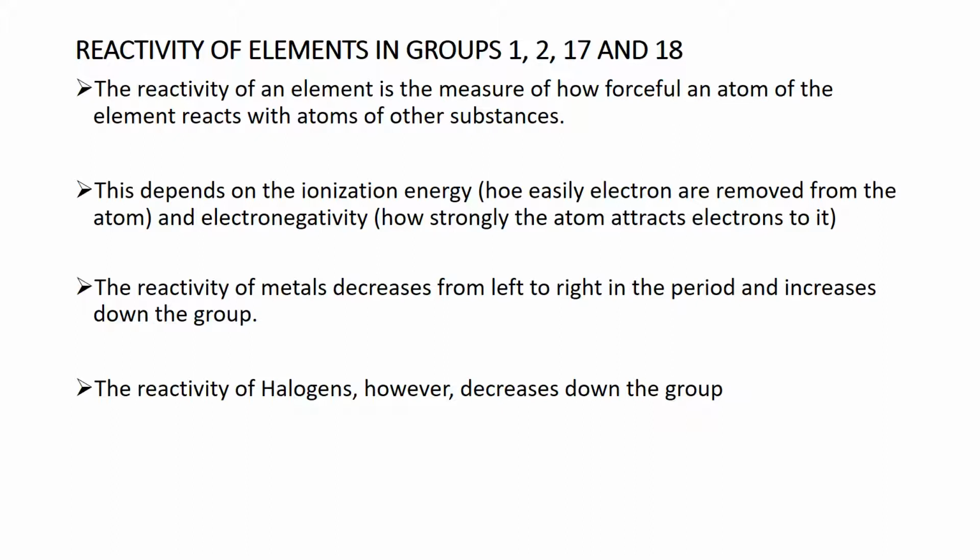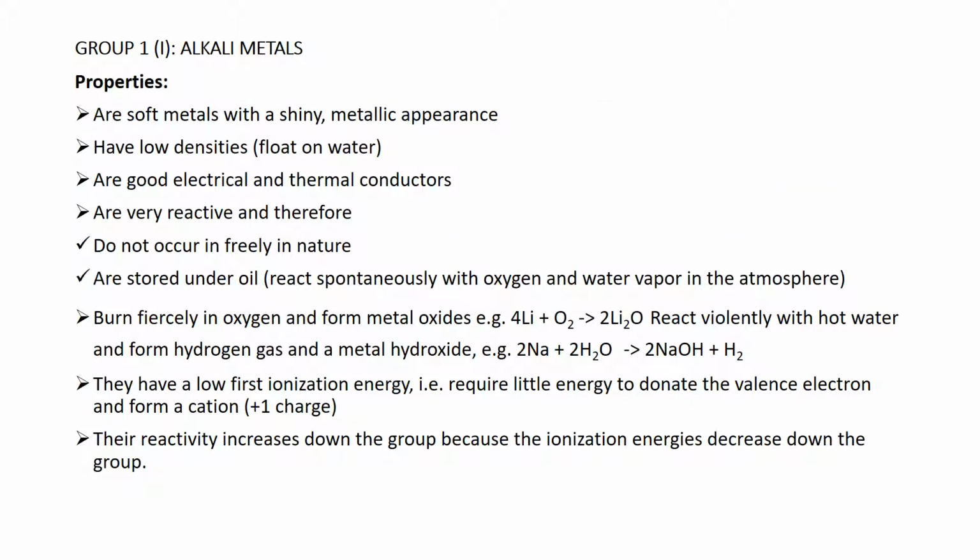But the reactivity of the halogens decreases as you move from up to down the group, so you should remember that. Let's look at group 1 elements, which are alkali metals. What are the properties of these elements? They are soft metals with a shiny metallic appearance.